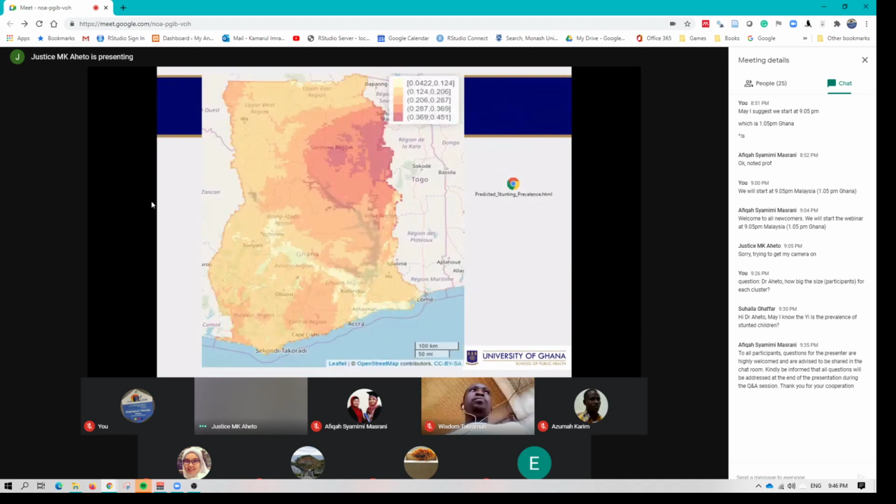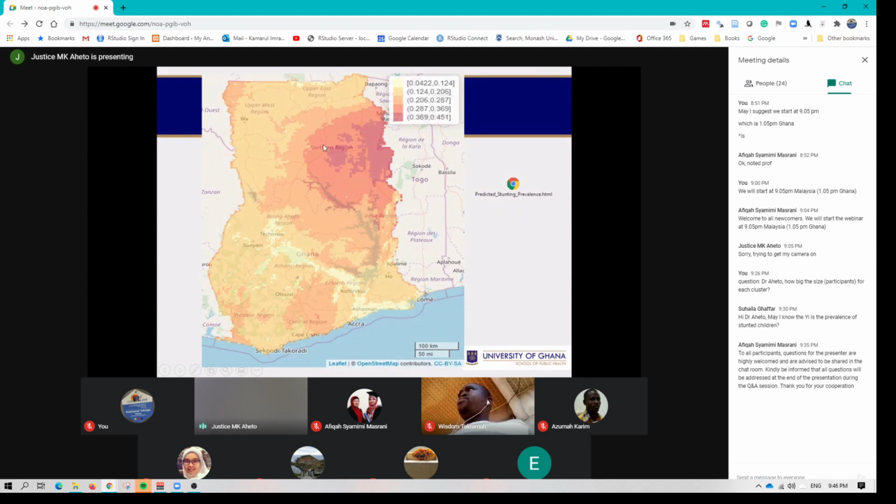This is the predicted stunting prevalence based on our Bayesian geostatistical binomial model. The prevalence ranges from about 4% to about 45% in the population of Ghanaian children under 5. So you could see that there are certain locations where the risk seems to be very high, while in others it seems to be very low.